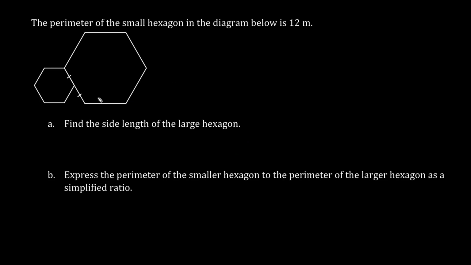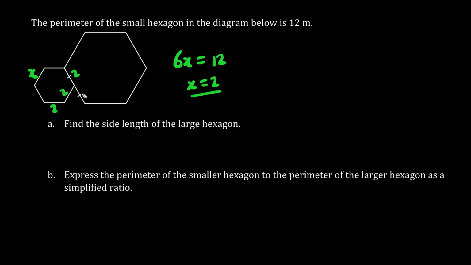Let's find the side length of the large hexagon here. We're given that the perimeter of the small hexagon in this diagram is 12. We have 1, 2, 3, 4, 5, 6 sides, and the total perimeter is 12. That means that if we call this x, we know there's 6 x's equals 12 meters. Dividing both sides by 6, we have x equals 2 meters. So each of these sides are 2.